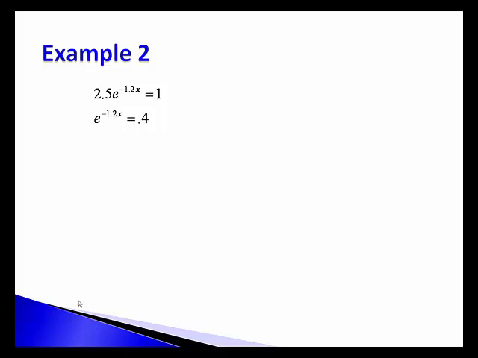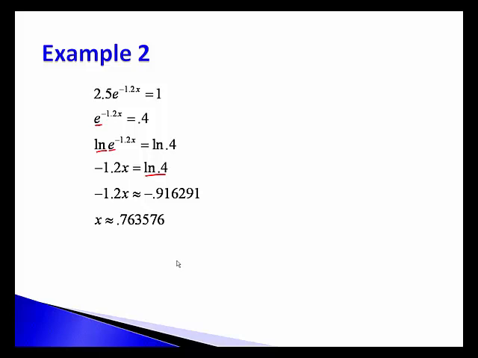I now need to take a log of both sides, but it's a natural log, and I know that because this is an e. So I'll do an ln of e to the negative 1.2x is equal to ln of 0.4. Once again, I have a log of e, so I'll get negative 1.2x is equal to the natural log of 0.4. I can evaluate this side using my calculator, and I'll get negative 1.2x is approximately equal to negative 0.916291. Divide both sides by negative 1.2, and I get x is approximately equal to 0.763576.